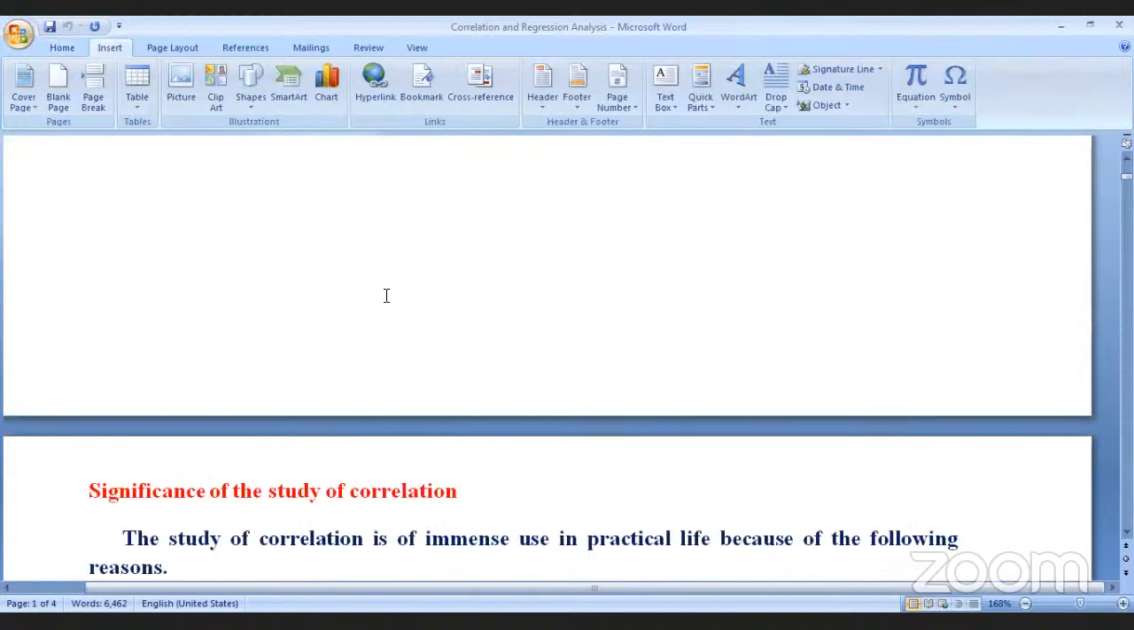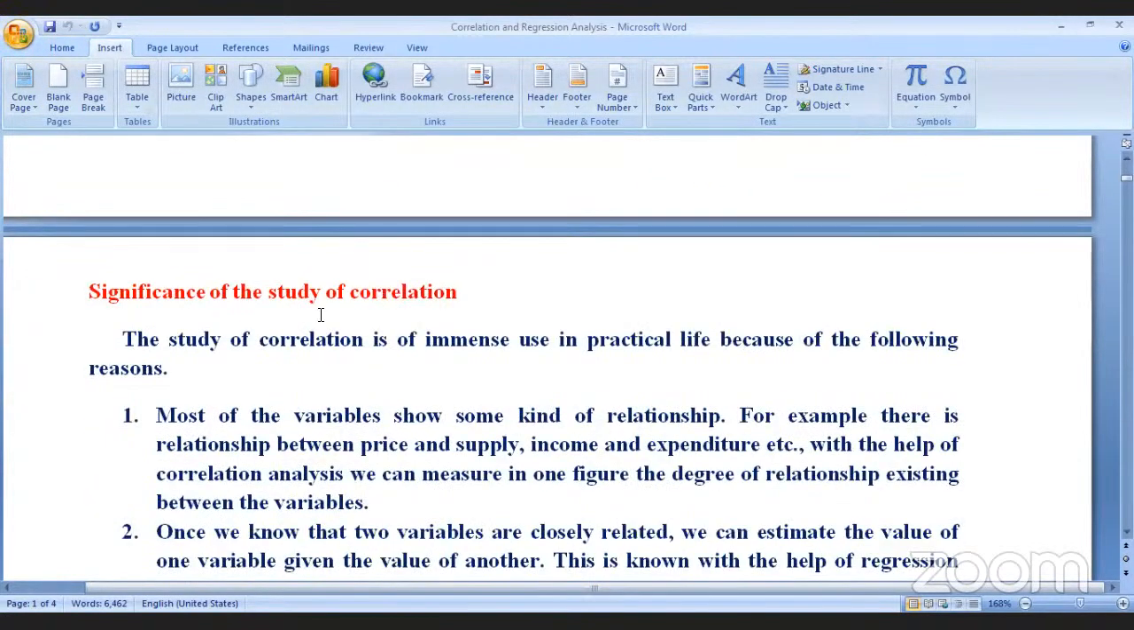Okay. So then significance of study of correlation. So here these are the significance. Significance means importance. Importance or significance, the meaning is the same. So we are going to see the study of correlation is of immense use in practical life because of the following reasons. So the first importance is here. Most of the variables show some kind of relationship. So for example, there is a relationship between price and supply, income and expenditure, etc. There is a relationship between.